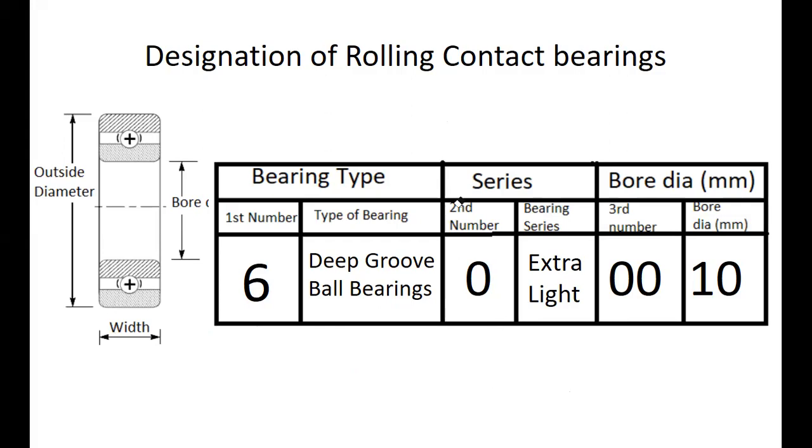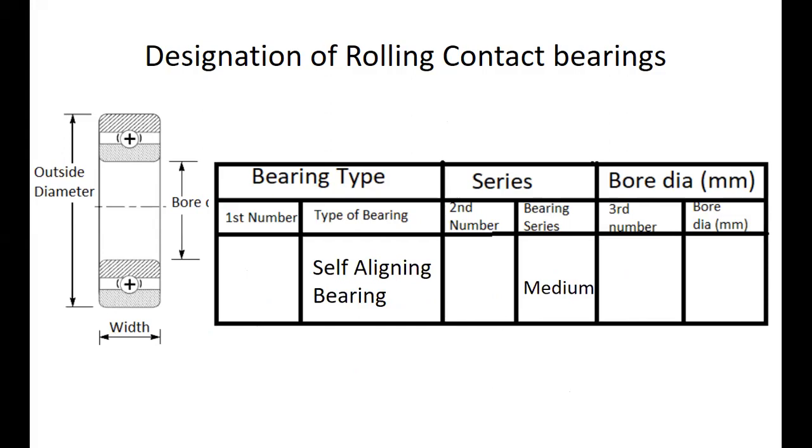Let us move further with some more examples, so that whichever number comes, I'm sure you will be able to give the answer. If I want to designate a self-aligning bearing, then what would be the number? The number would be 2, right? So 2 is the number given to the bearing type, which is self-aligning bearing. If I want a medium series, then the number is 3, right?